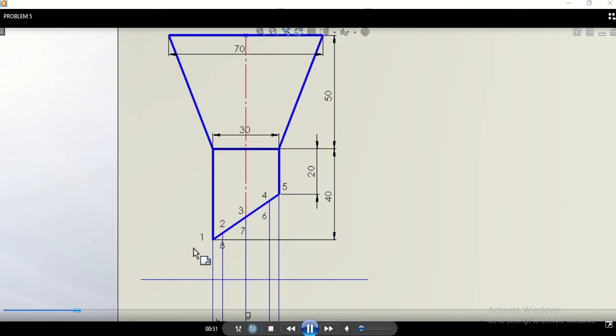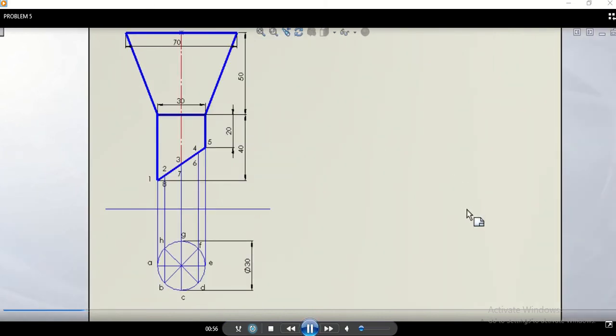Also you need to draw the top view of the given problem, and here as usual you need to mark the points 1, 2, 3, 4, 5, 6, 7, 8. Now here we can assume this as a cutting plane. You can assume that this part itself is a cutting plane, and on that cutting plane you are marking the points. You can make an assumption in such a way, and now you can do the development.